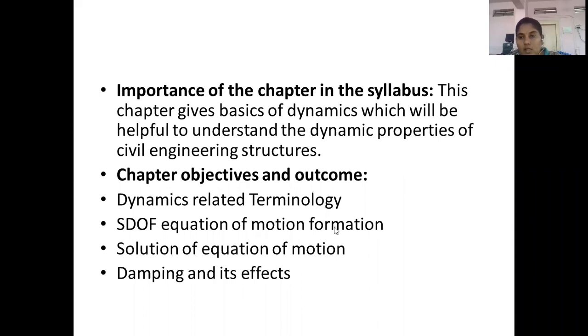Okay, so that is the basics about the chapter. Okay, you have understood. Now we'll move towards the next point.